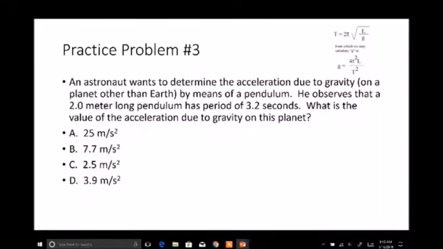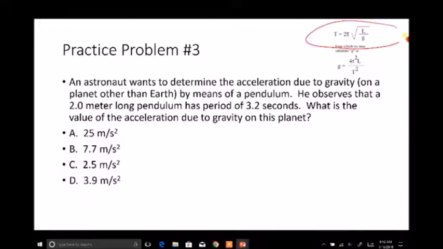All right, so practice problem 3. An astronaut wants to determine the acceleration due to gravity on a planet other than Earth by means of a pendulum. He observes that a 2-meter-long pendulum has a period of 3.2 seconds. What is the value of the acceleration due to gravity on this planet?